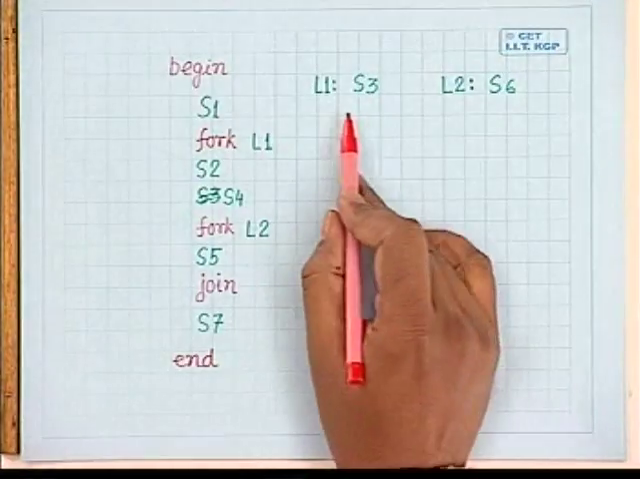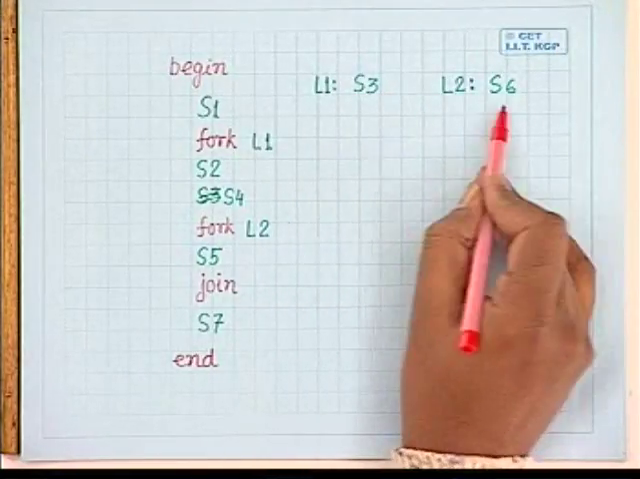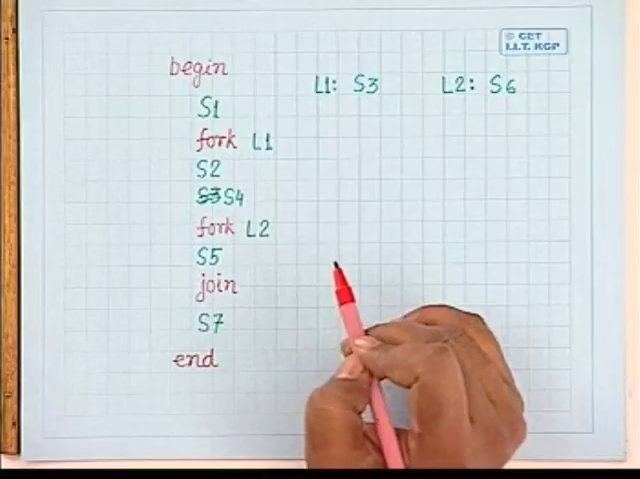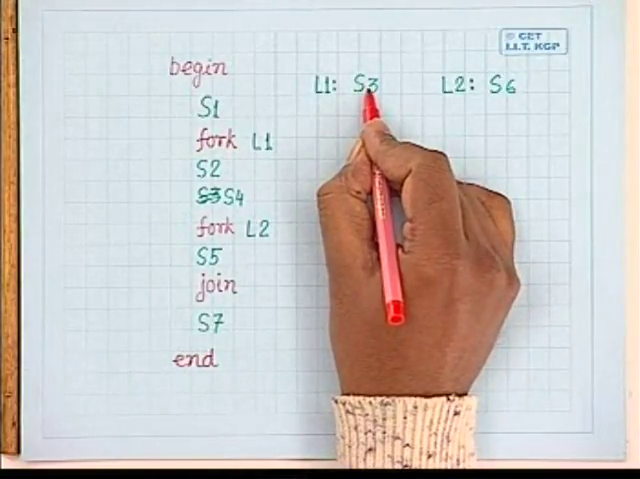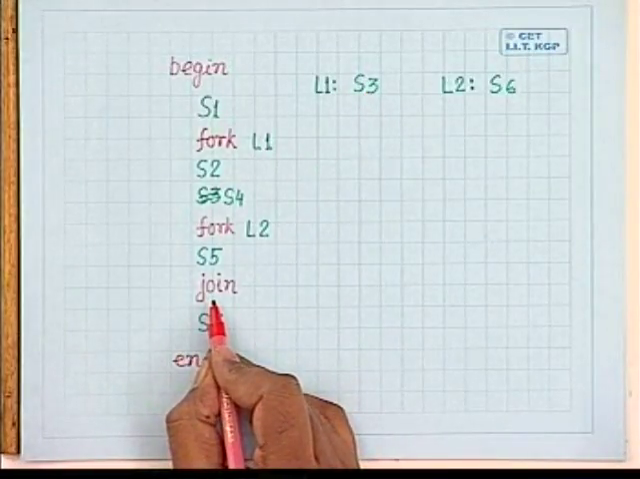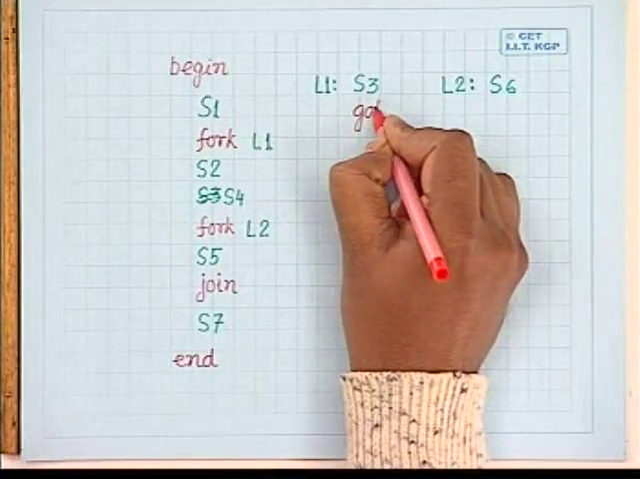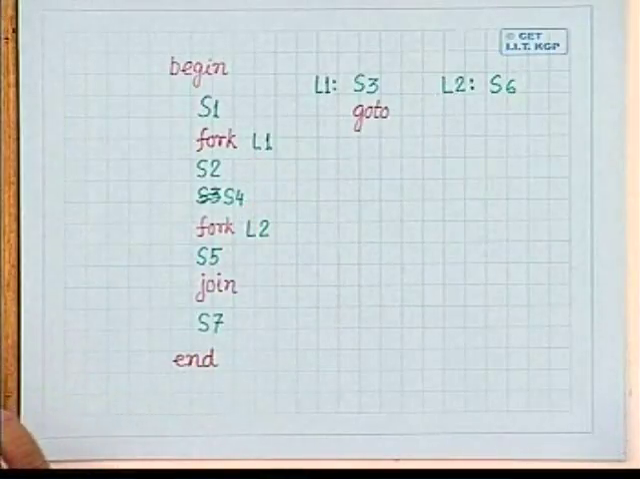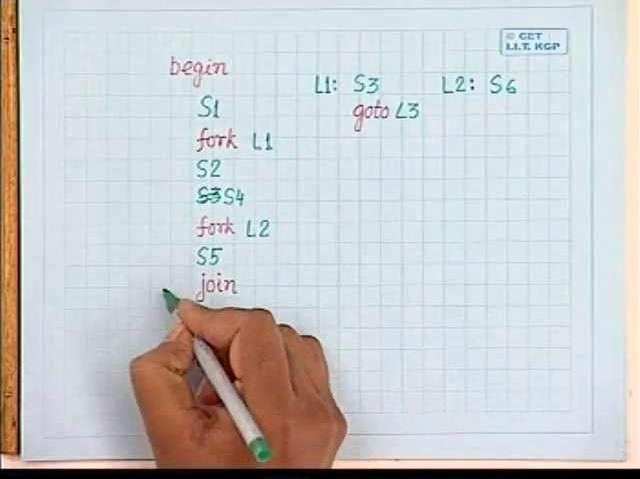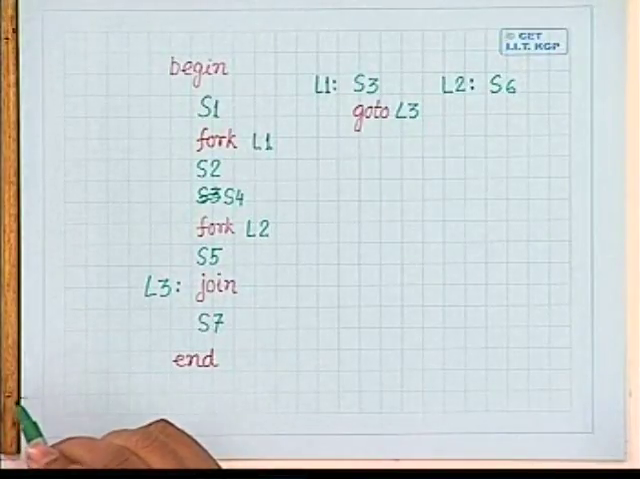Now, these being two independent processes, after completion of them, we have to indicate where they should go and what they should do. After completion of S3, I should instruct that it should come to this join statement. So I'll put go to statement or level, say L3, where L3 is the join statement. The statement that I have at L3 is join.